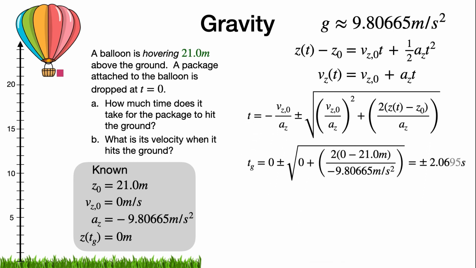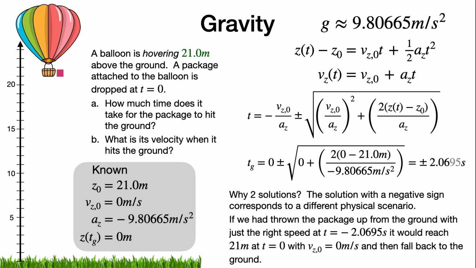All right, so if we plug in our particular values for the final position being 0 when t is equal to t sub g, we wind up with actually 2 solutions, plus and minus 2.0695 seconds. Why 2 solutions? Well, the solution with a negative sign corresponds to a different physical scenario. If we had thrown the package up from the ground with just the right speed at this negative time, it would reach 21 meters at t equals 0 and 0 velocity, and then fall back to the ground. Up and down it goes.